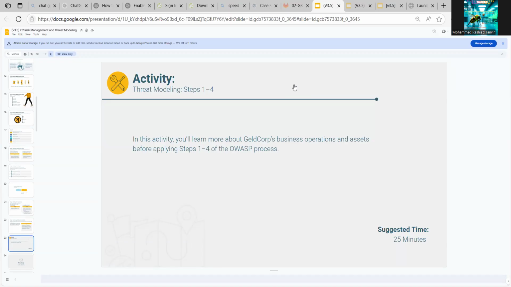So, just live class. Threat modeling activity, only 20 minutes. How many students joined today? Do we have two groups or one group?